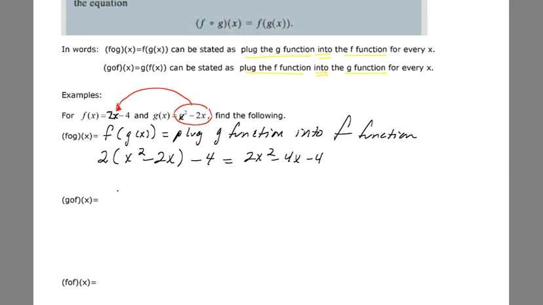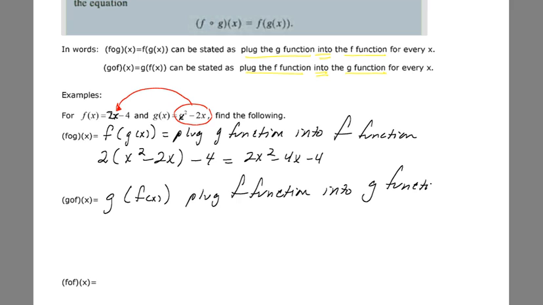Now let's look at the other way. G circle F of X means G is outside and F is inside. Means I need to take the F function. I'm going to plug the F function into the G function. So let's illustrate that. Here's my F function. I'm going to pick it up, take it, and haul it over here and plug it into the G function everywhere I have an X.